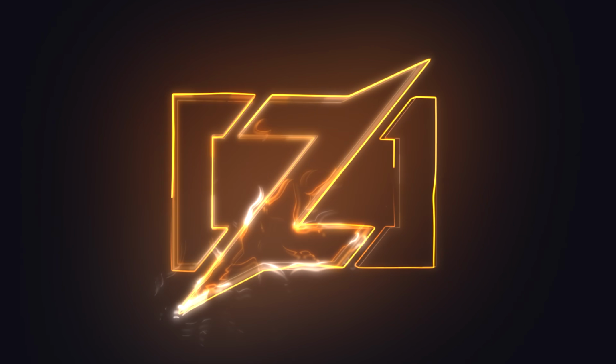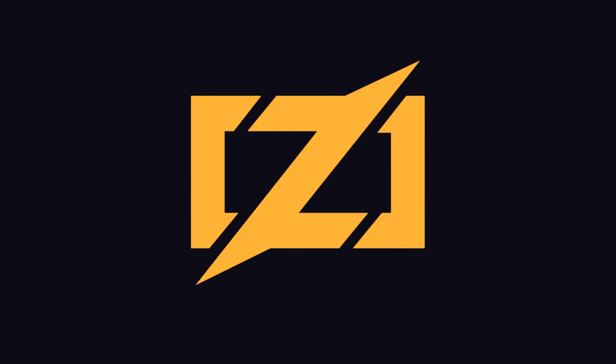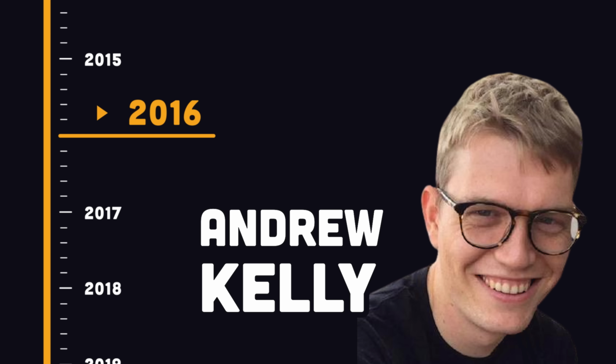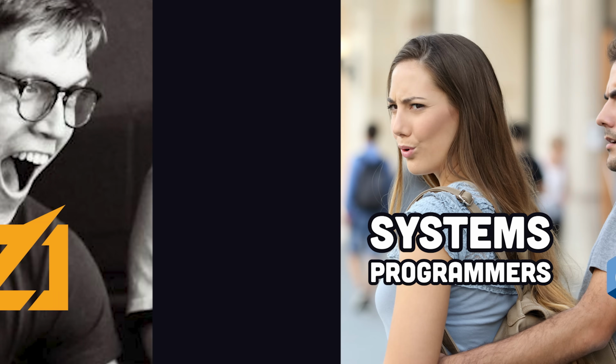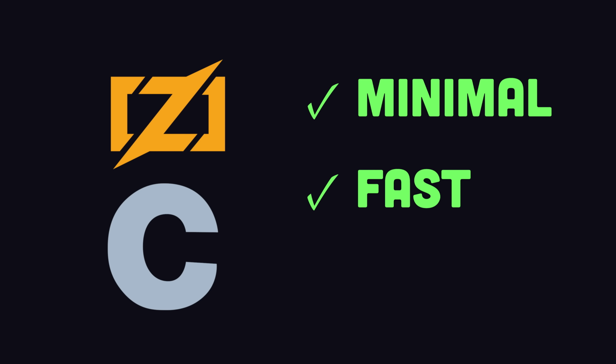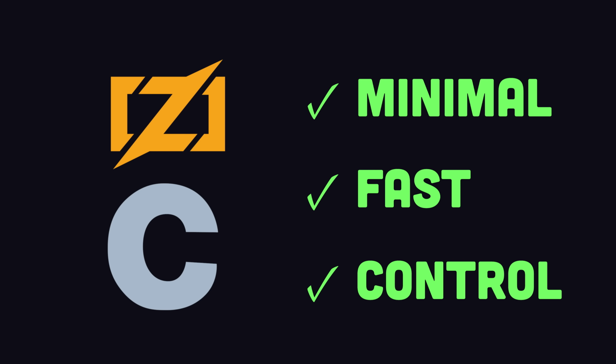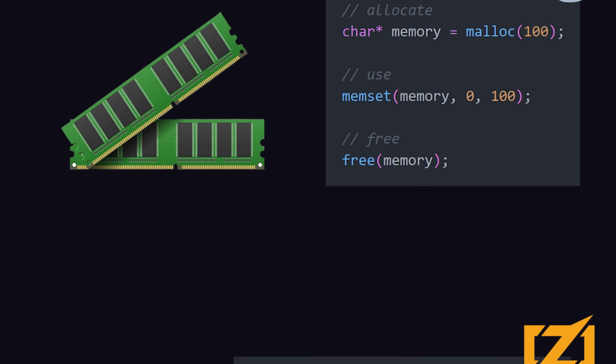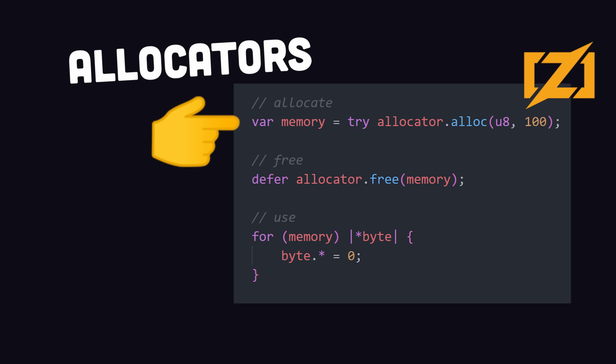Zig, a high-performance system programming language, often labeled as a next-generation alternative to C. It was created by Andrew Kelly in 2016, and has quickly evolved into one of the most desired new languages in the world. Like C, it's minimal, extremely fast, and allows for low-level memory control. But instead of managing memory directly in the language with functions like malloc and free, the Zig standard library ships allocators to provide a consistent interface for memory management.